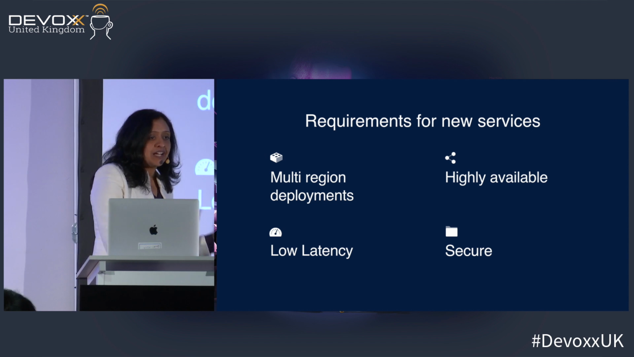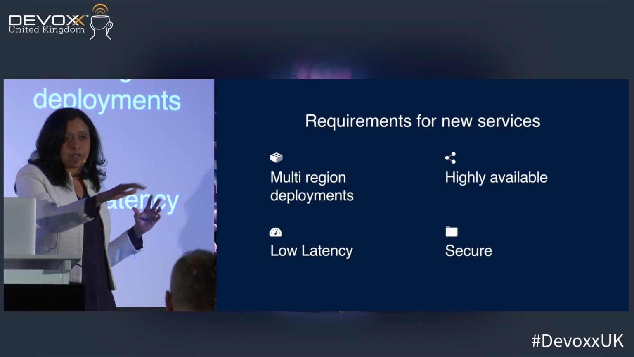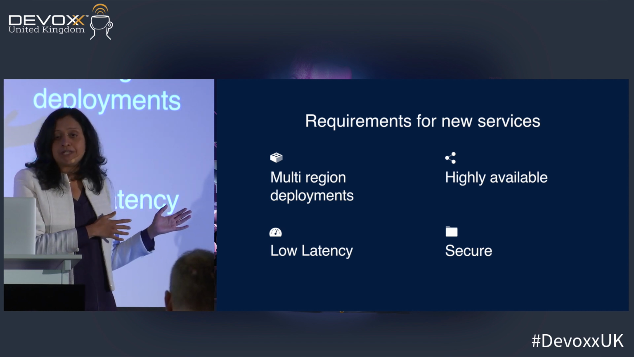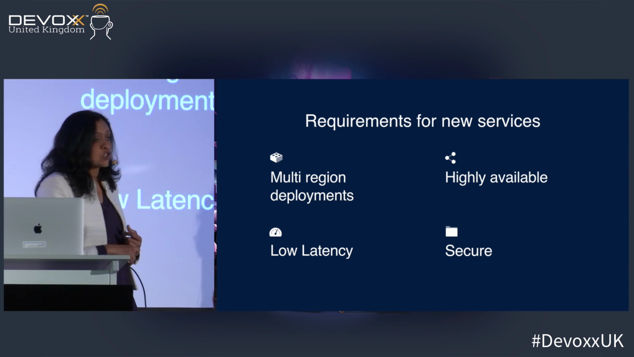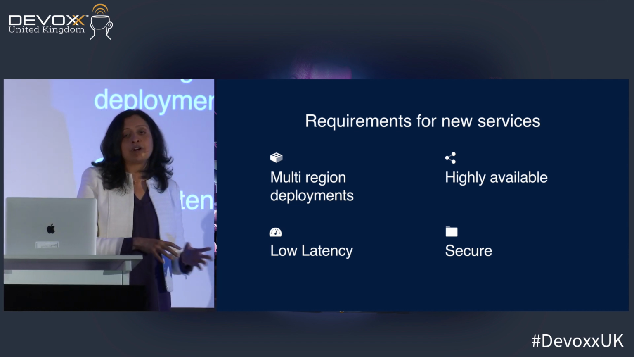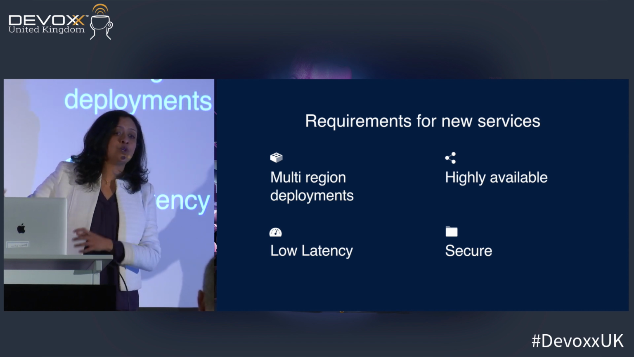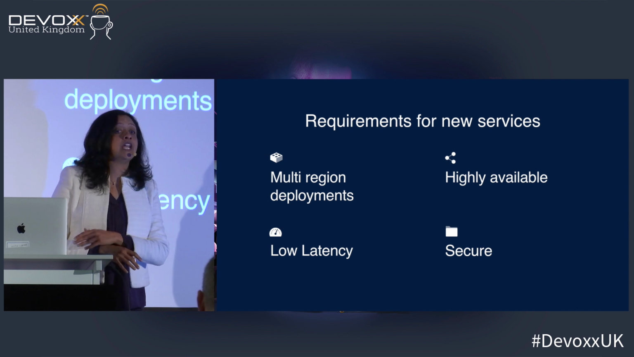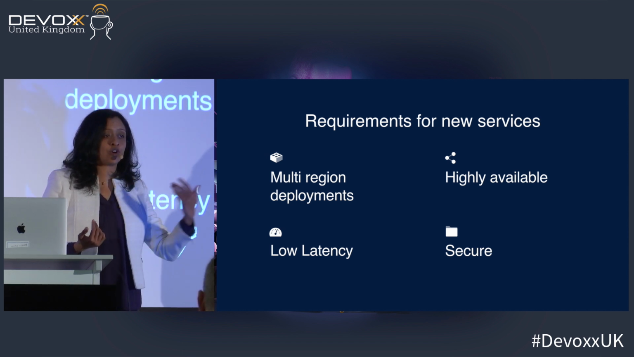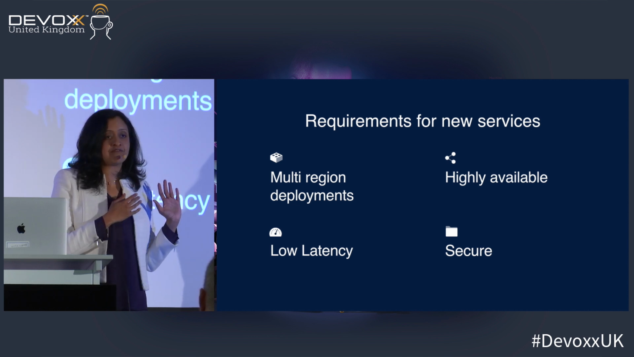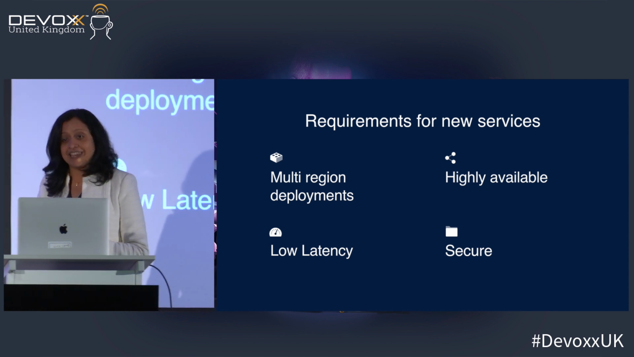Now, as we are building these new services, the core requirements for us are multi-region deployments. As I mentioned before, our tenants are in 6 regions. We need to ensure that you have these new services in all the regions so that you are not paying the latency of a cross-region hop. So all these services should be deployed multi-region. They need to be highly available.